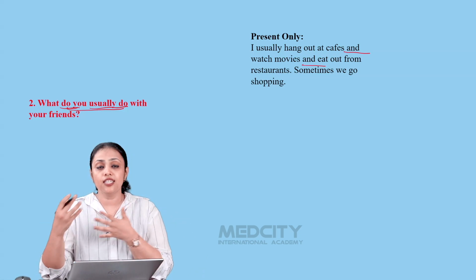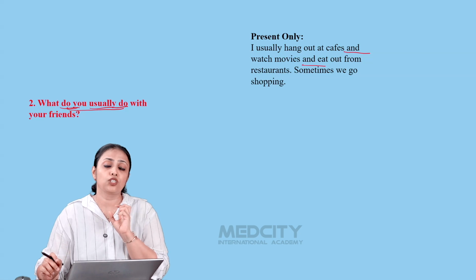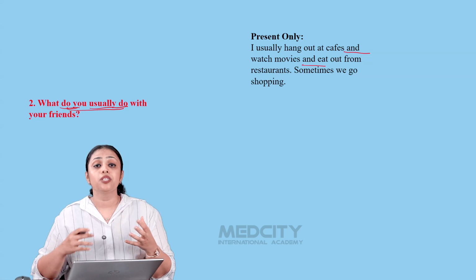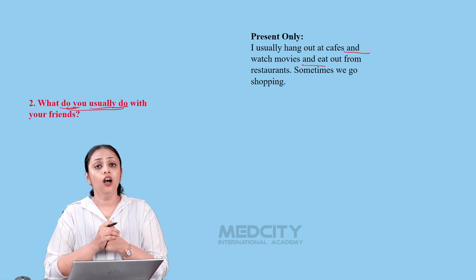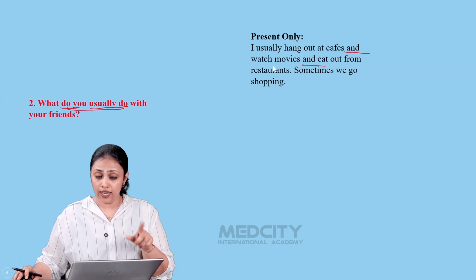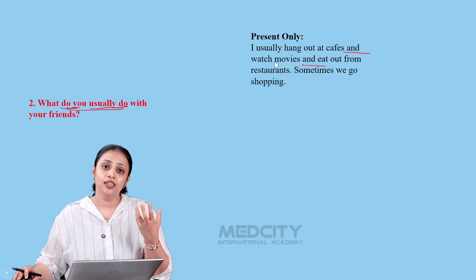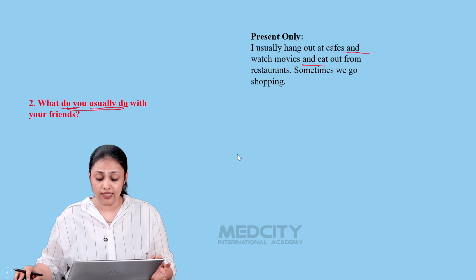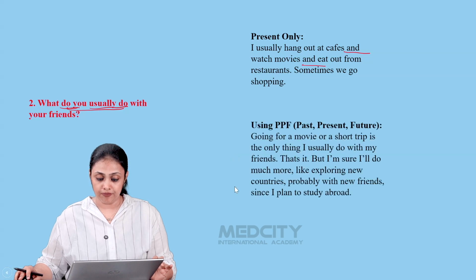I usually hang out at cafes and watch movies and eat out, just giving a list, and listing out the different things. But this is not what the examiner is actually looking for. They are looking at how well you speak using different aspects, different criteria of speaking. One of the most important parameters is grammatical range and accuracy. So how can we implement that using this PPF technique?